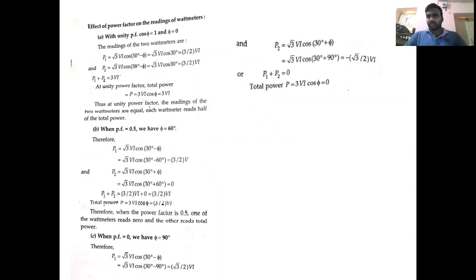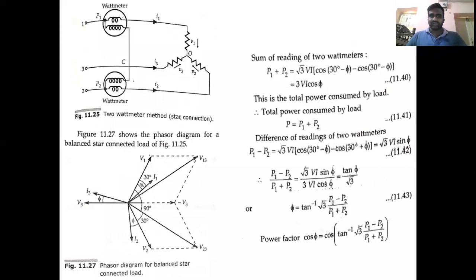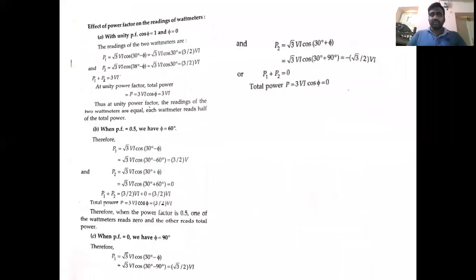So what is meant by power factor? Power factor is nothing but the cosine of the angle between voltage and current. If we see in a phasor diagram, the angle represented between voltage and current is represented by phi. So the cosine of this angle between voltage and current is the power factor. That is the definition of power factor. Power factor defines the phase angle between voltage and current.